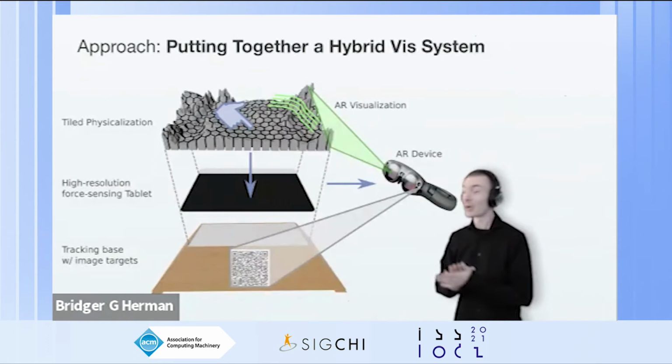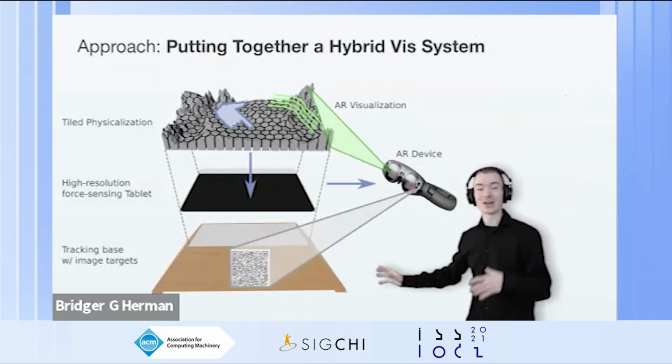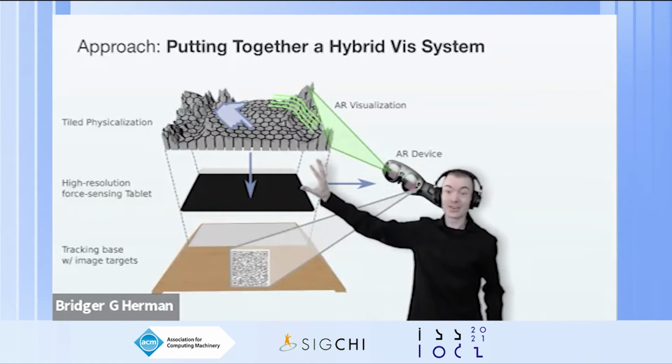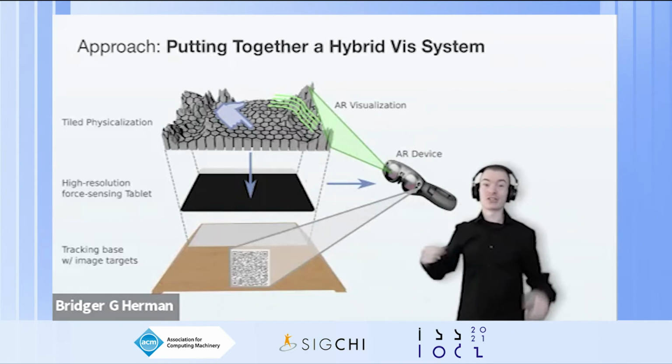So putting it all together, we have our image tracking base that registers the virtual and physical worlds. Then we have the physicalization that's been tiled and placed on top of a force sensing tablet. These together can sense the user's touch, relay them to the AR device so that the AR visualization can react accordingly.